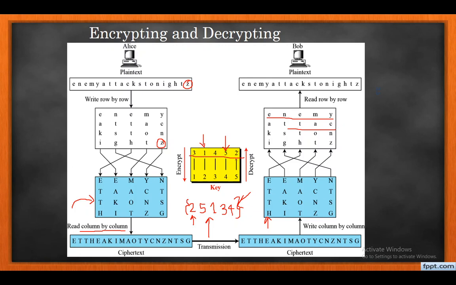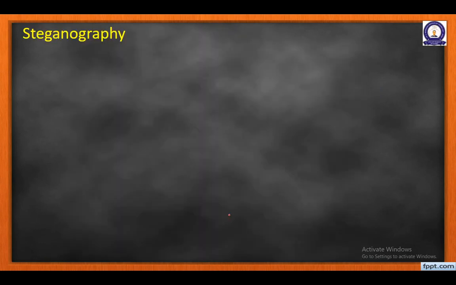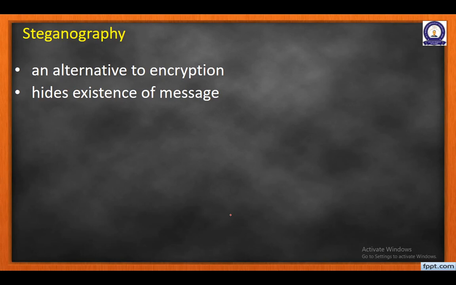So these things you have to keep in mind, and only then will you be able to find the plain text back. Now, steganography. I hope you have seen my animated video regarding this, what is steganography. It is an alternative to encryption. Yes, if you are only interested in protecting your message, you can go for steganography. It has the added advantage that it hides the existence of the message also.